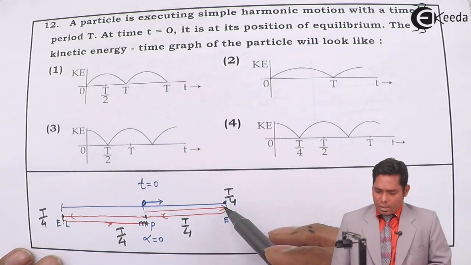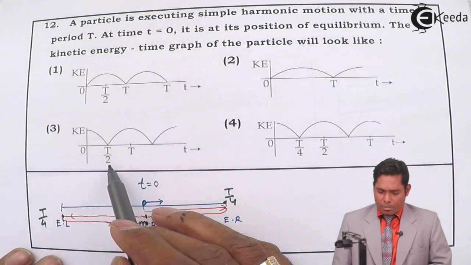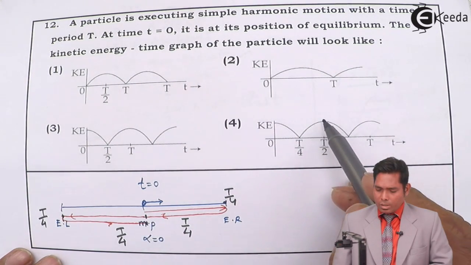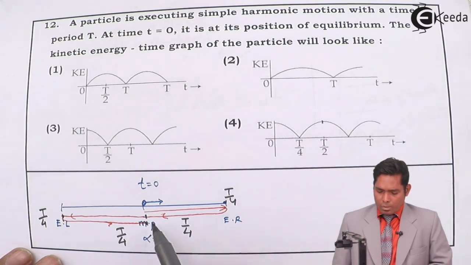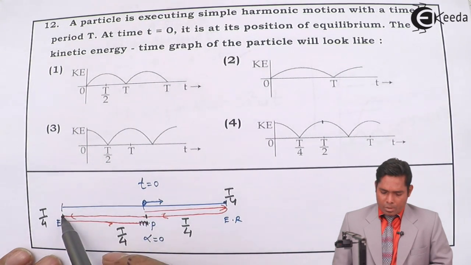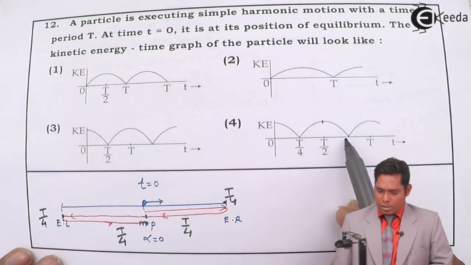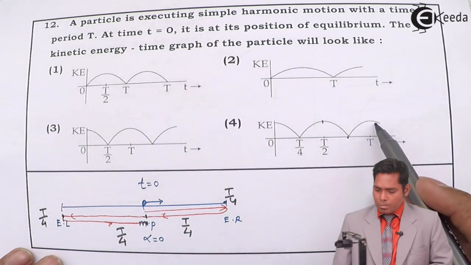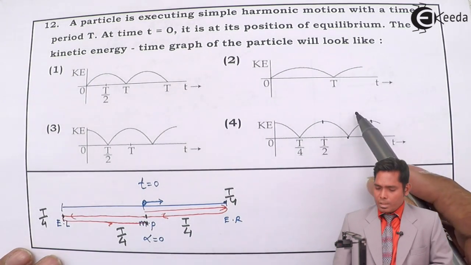So this is correct. But here it is 0, but after time T by 2 it is not 0, it is maximum. So you can see here it is maximum. Then again after T by 4, that is 3T by 4, the kinetic energy should be 0. It's correct, it is 0. Then again it should be maximum, so again it is maximum. So this graph is the correct graph.